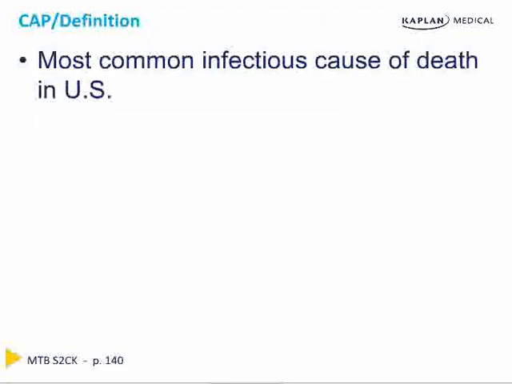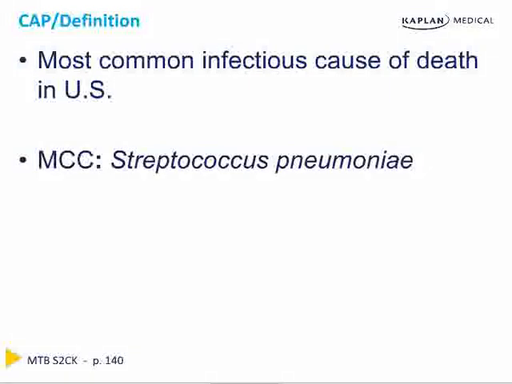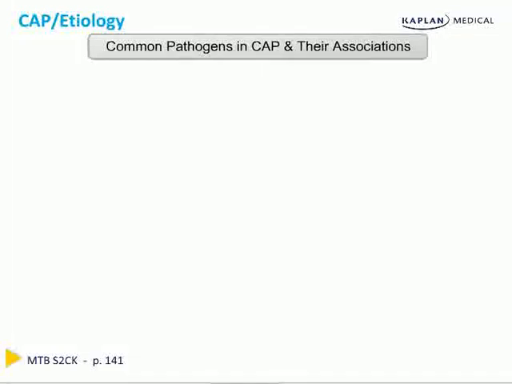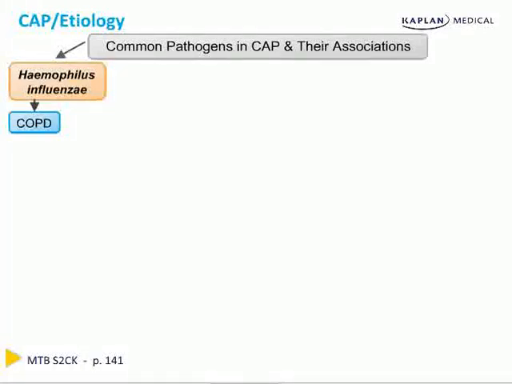It's important that we learn about community-acquired pneumonia because it is the most common infectious cause of death in the United States. The most common culprit? Streptococcus pneumoniae. There are several pathogens which most commonly cause community-acquired pneumonia, and they have certain epidemiologic and demographic associations that you should be aware of for Step 2. The first is H. flu, and this is most commonly associated with COPD.